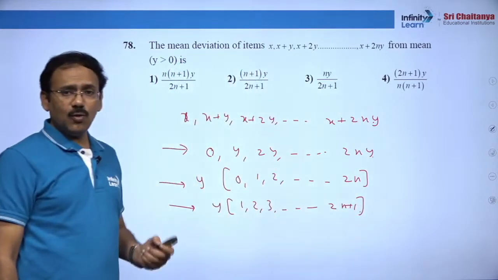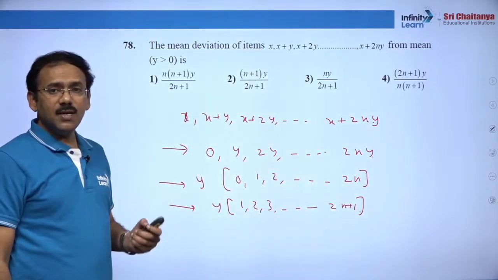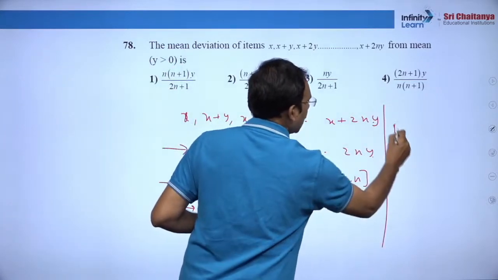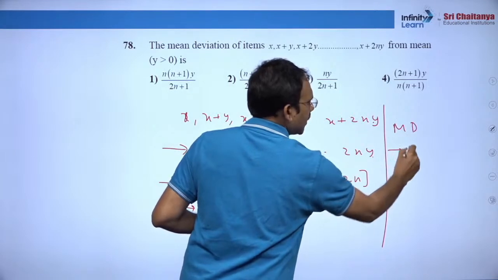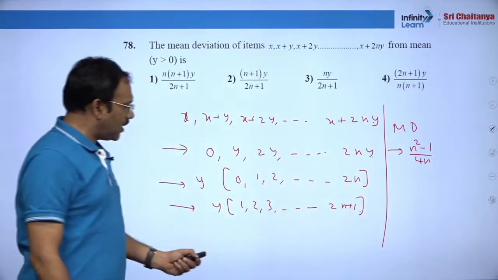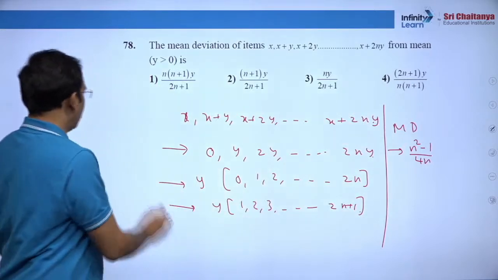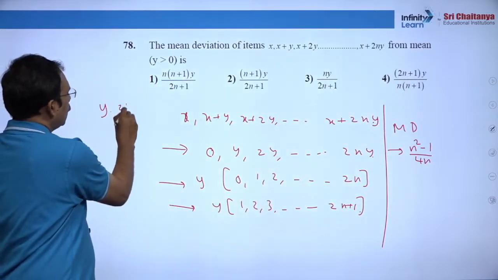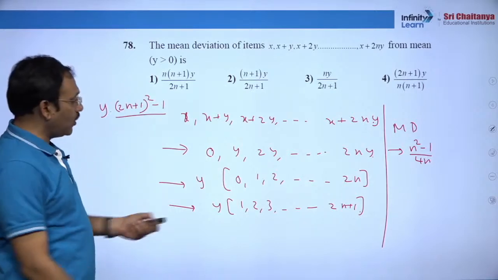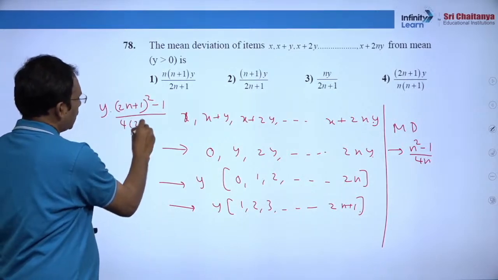I think you know, my dear friends, what the mean deviation of the first n natural numbers is. You must remember this shortcut: for the first n natural numbers, it is n square minus 1 by 4n. So here n is going to be 2n plus 1. So y into (2n plus 1) whole square minus 1 by 4 times (2n plus 1).